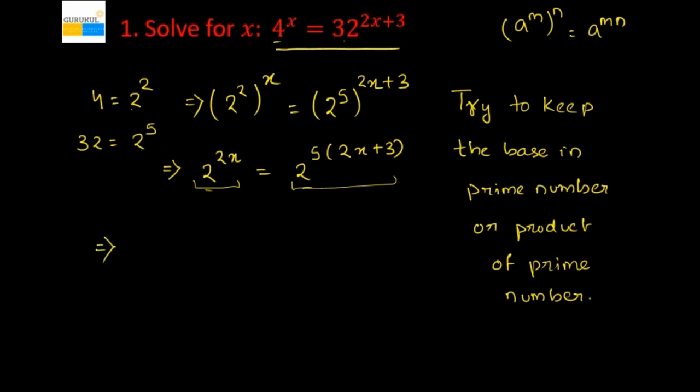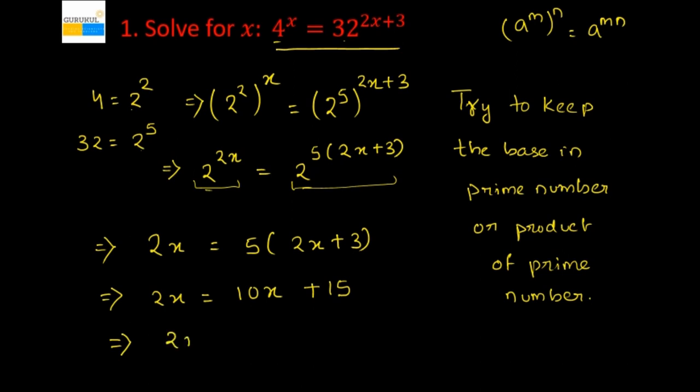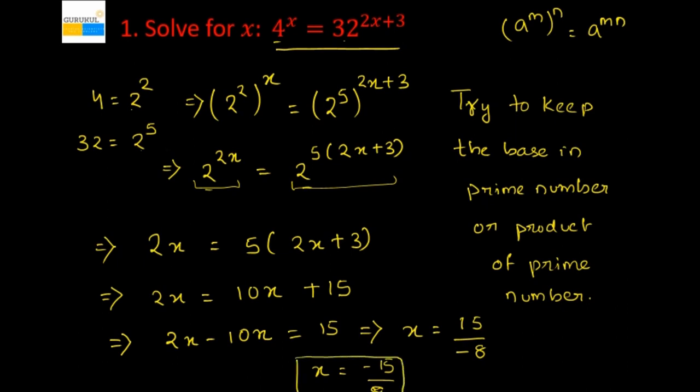So you can say this implies 2x equals 5 times 2x plus 3, which can be simplified to 2x equals 10x plus 15. Now taking the like terms on one side, 2x minus 10x equals 15. You end up with x equals 15 over minus 8, which can be written as x equals minus 15 over 8. Correct? So you solve it in this form.